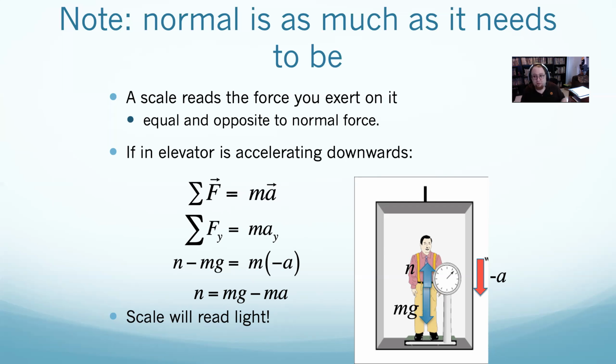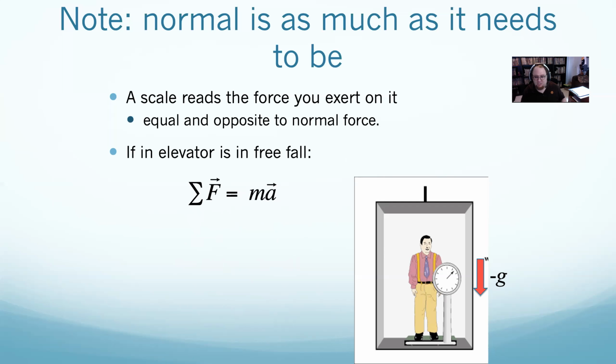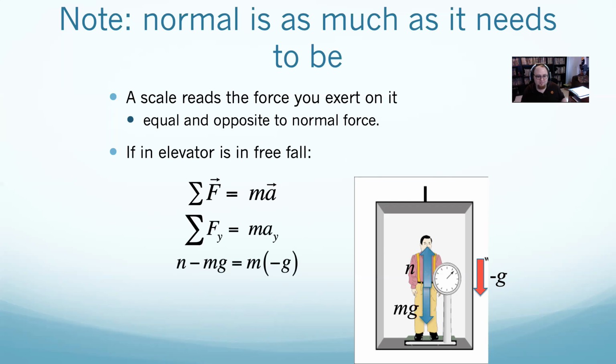And if it gets really bad and you go in free fall and the elevator accelerates downwards at a rate g, or negative g, you'll get that the normal force is 0, which makes sense. If it's falling downwards, you won't have a normal force anymore. You'll be in free fall.